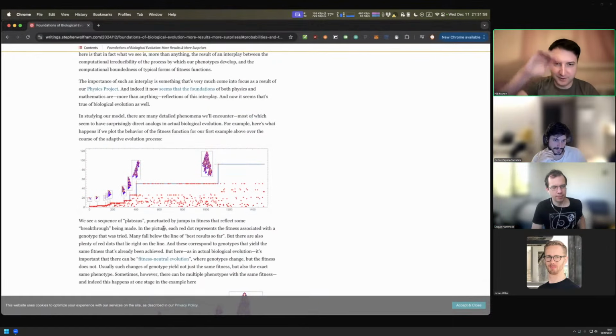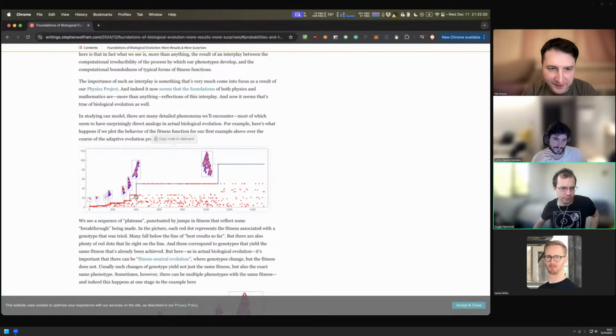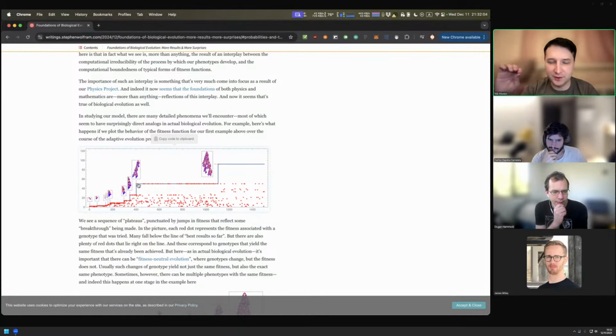Yeah, it's like how it jumps. It's like how many steps you run it, right? It's like this plateau is exactly a non-changing phenotype, but changing genotypes, right? It's just from so many times you have to evolve the rule until it actually can increase your fitness.